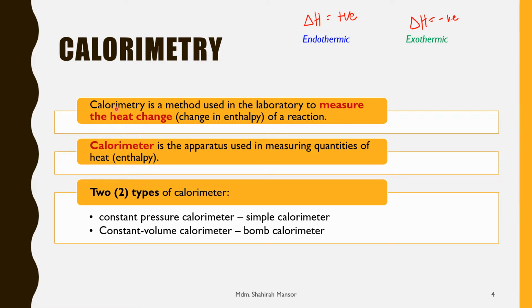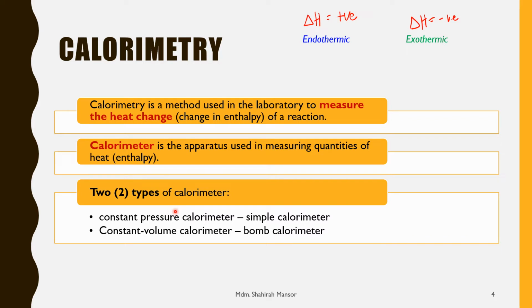Okay, so calorimetry is a method used in the laboratory to measure the heat change. Meaning that to measure the value of the delta H for certain reaction. So, if a chemical reaction occurs, we can use this calorimetry concept to identify whether the reaction is endothermic or exothermic reaction. And the apparatus to be used in this concept is the calorimeter. So calorimeter is the apparatus used in measuring quantities of heat, or enthalpy.